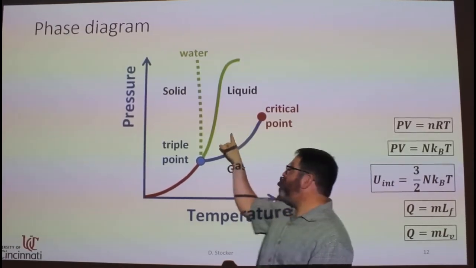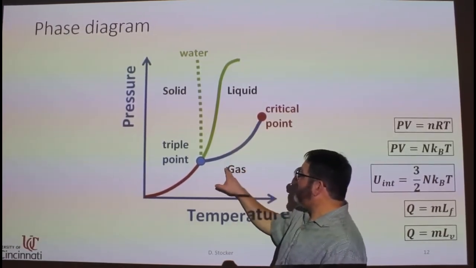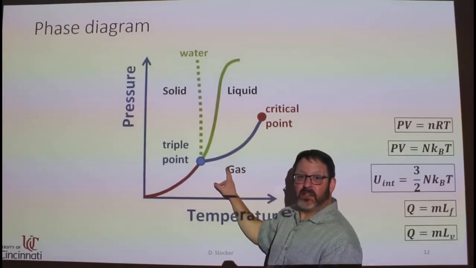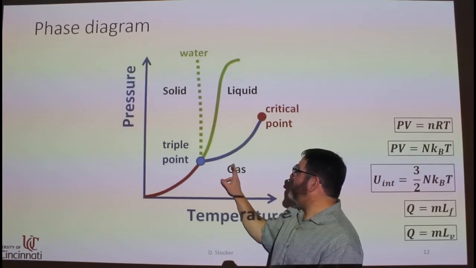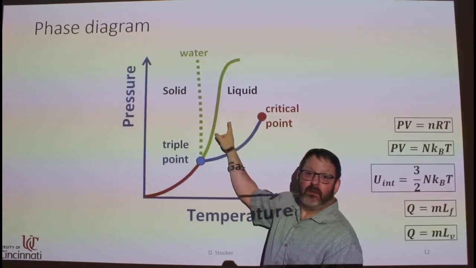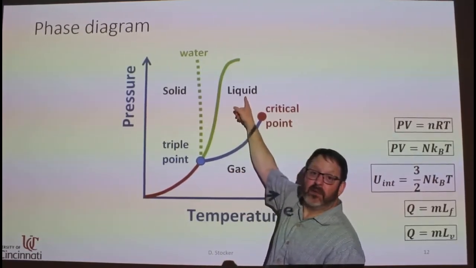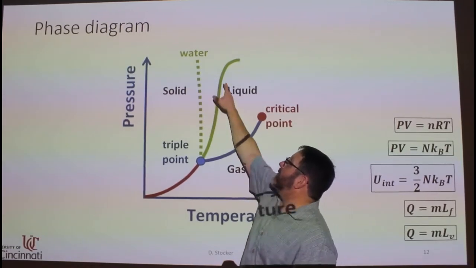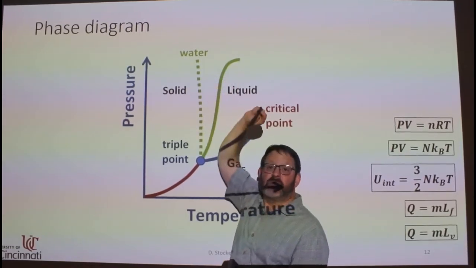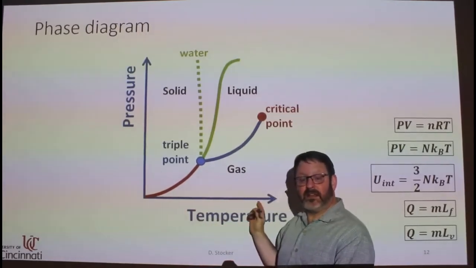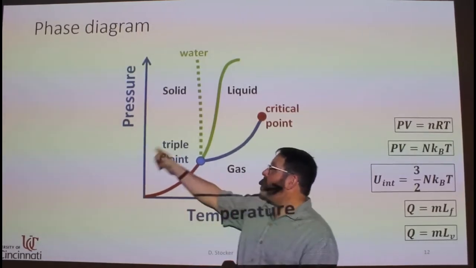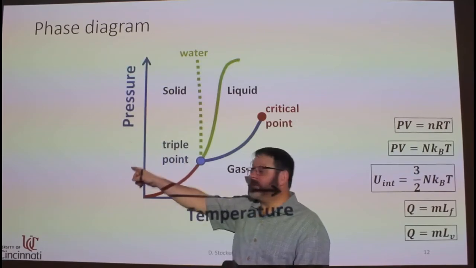So you can also see that, for example, if you have a gas and you want to change it to a liquid, you could increase the pressure instead. So if you increase the pressure, it will increase pressure until it changes to liquid. If you further increase pressure, it will eventually change into a solid. So changing temperature is one way to get things to change phase. Another way is to change the pressure.